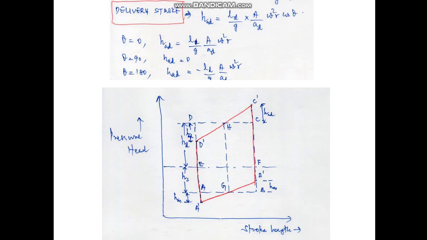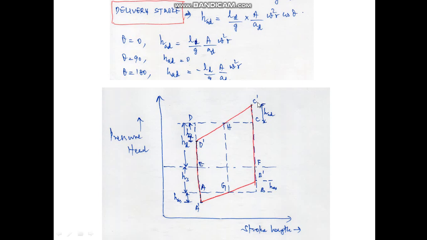So point B is shifted to top so that the FB dash is Hs minus HAS. Again at delivery, at the beginning at point C, HAD is positive, so the pressure head inside the cylinder is HD plus HAD. And at the middle, it is 0, so no change, it is same as HD. At the end, it is minus HAD, so HD minus HAD, so point D is shifted to bottom, so it is shifted to D dash.